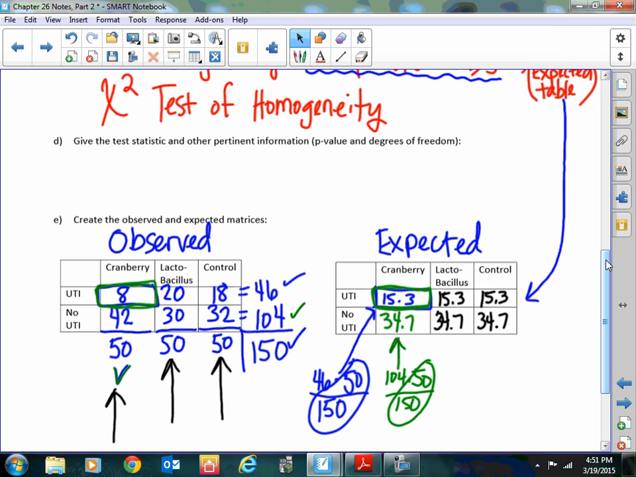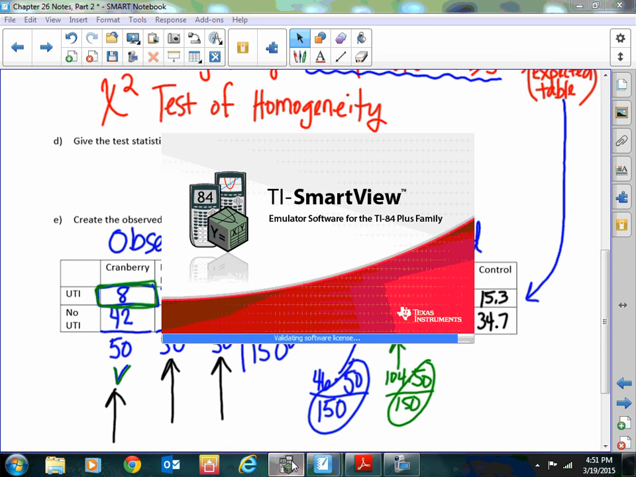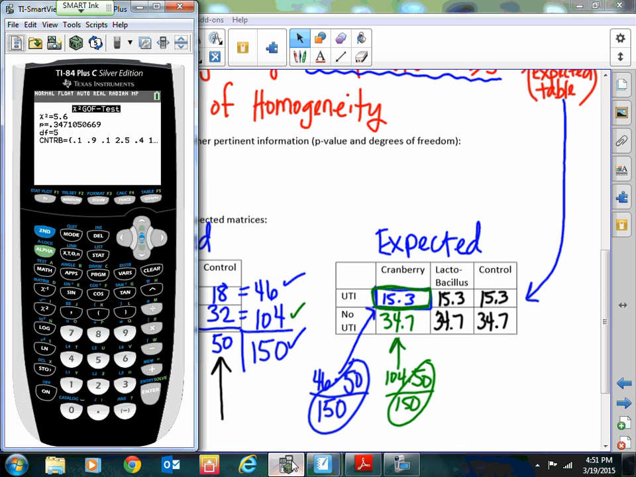So here we go. I want you to get your calculator out. This information is too complex to put in your list. You cannot just go to the list, and I'm even going to clear out what I had. You cannot go to the list and put in your observed and your expected. That's only for one proportion. This is much more complex.